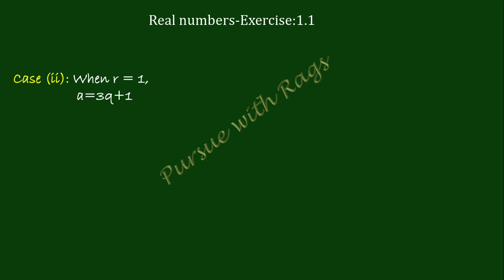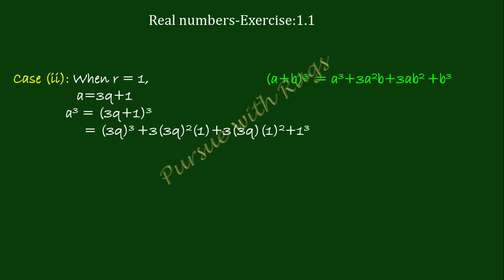Next, case 2. When r is equal to 1, a will be equal to 3q plus 1. On cubing both the sides, we will get a cube is equal to 3q plus 1 the whole cube. This is of the format a plus b the whole cube. So what is a plus b the whole cube? a cube plus 3a square b plus 3ab square plus b cube. On substituting the values, we will get 3q the whole cube plus 3 into 3q square into 1 plus 3 into 3q into 1 square plus 1 cube, which is equal to 27q cube plus 27q square plus 9q plus 1.